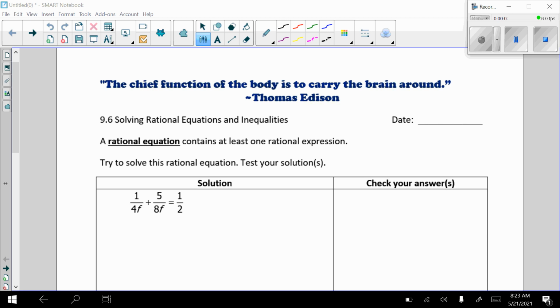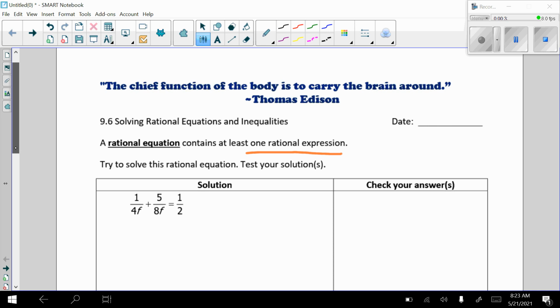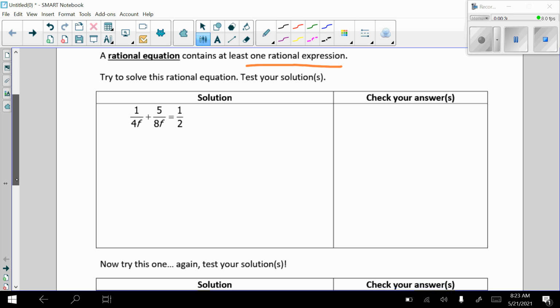Hi everyone. So what we're going to work on today is solving rational equations and rational inequalities. First of all, a rational equation has at least one rational expression. When you look at this, we've done a bunch of work already with adding and subtracting rational expressions that have common denominators or do not have common denominators. So we're going to use those skills in solving rational equations.